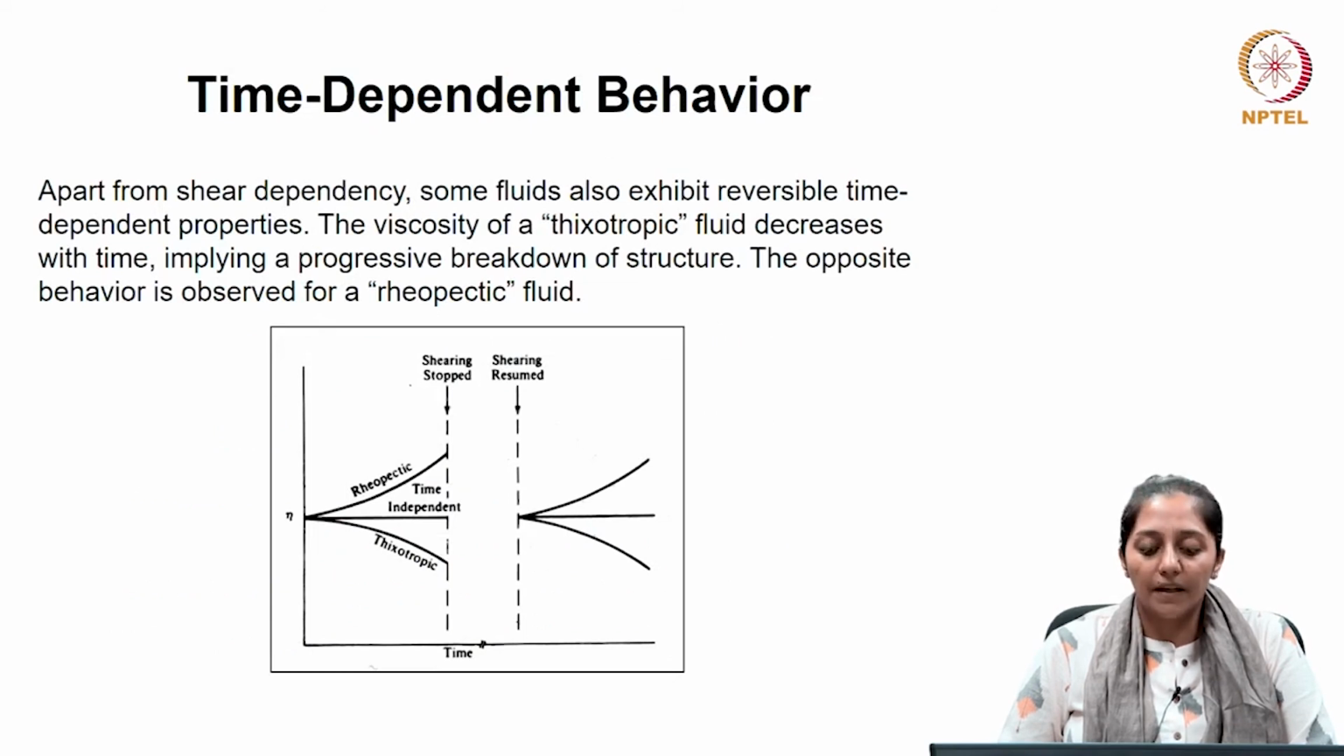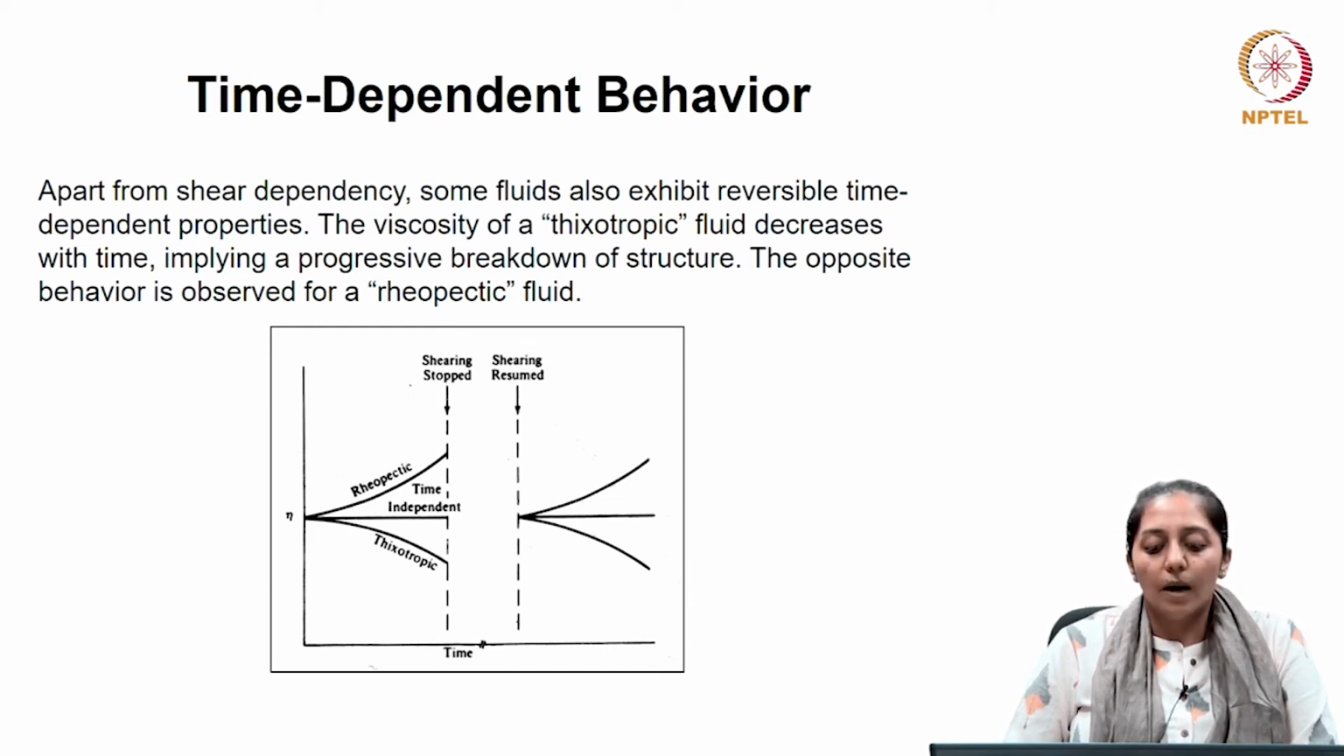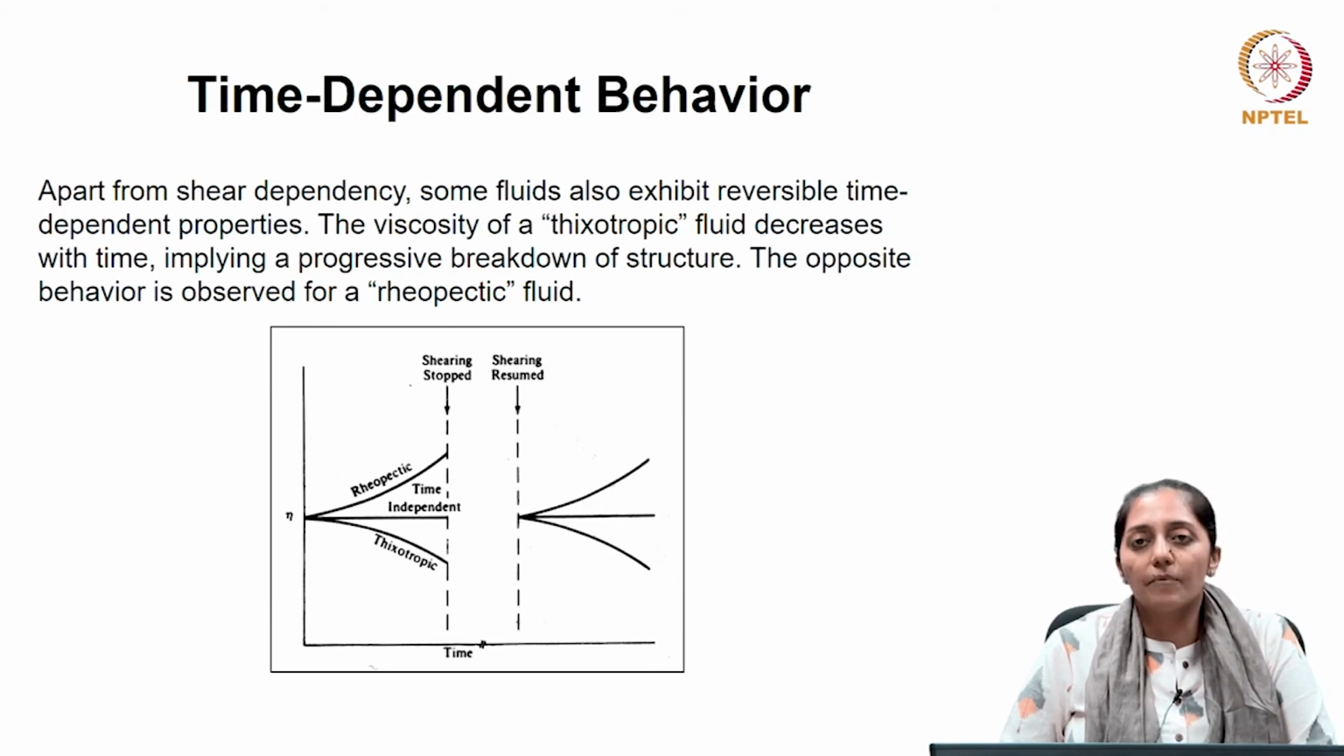If you see time dependent behavior in a plot of viscosity versus time, apart from shear dependency, there are some fluids which also exhibit reversible time dependent properties. The viscosity, for example, of a thixotropic fluid decreases with time and implies a progressive breakdown of structure. You can think of an example where with time there is a progressive breakdown of the structure of the molecules in the fluid, which causes the viscosity to reduce. The opposite of this is the behavior observed in rheopectic fluids, where with time it becomes thicker and thicker.